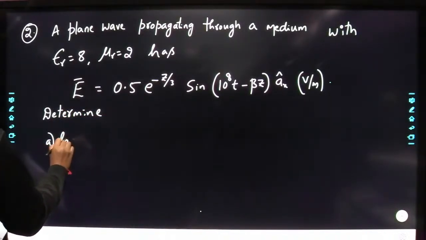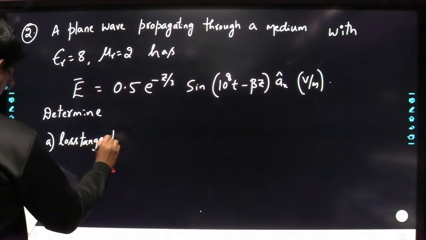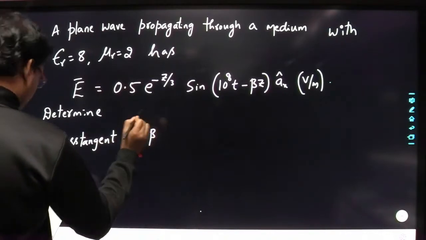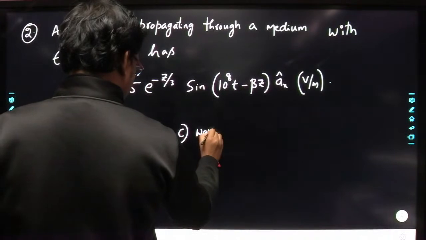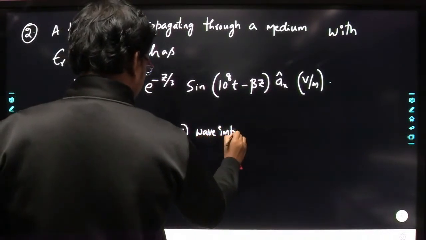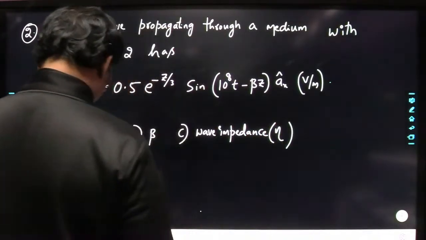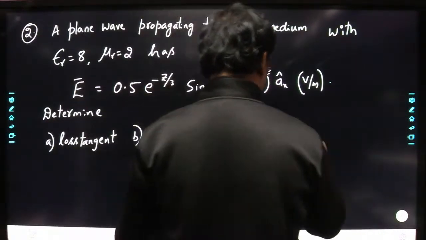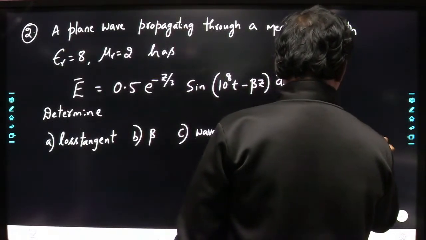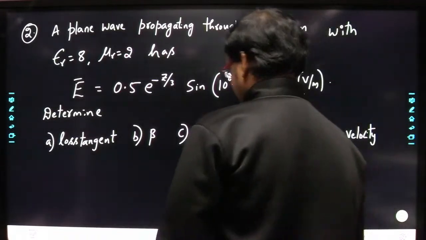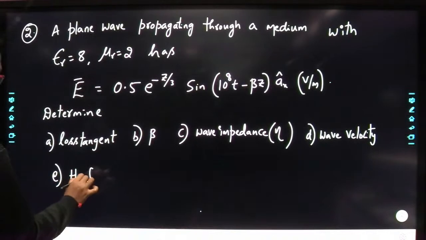A, loss tangent. B, beta value. C, wave impedance. Wave impedance or intrinsic impedance, both mean the same here. Wave impedance means you have to determine eta. Next, wave velocity. Wave velocity means you have to determine phase velocity here. Finally you have to determine the expression for H field.